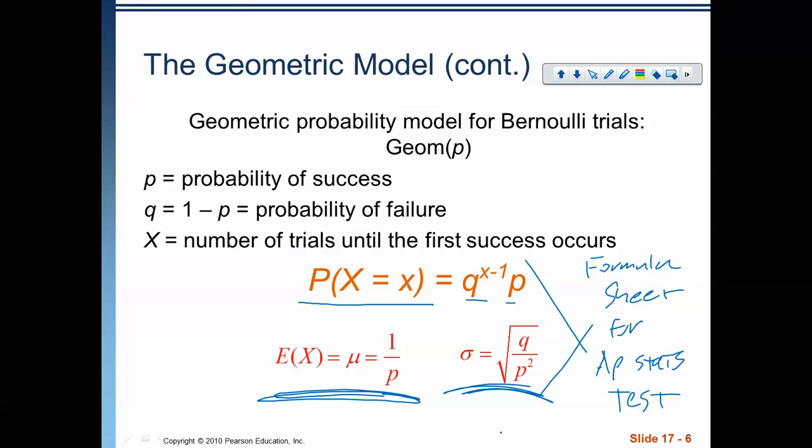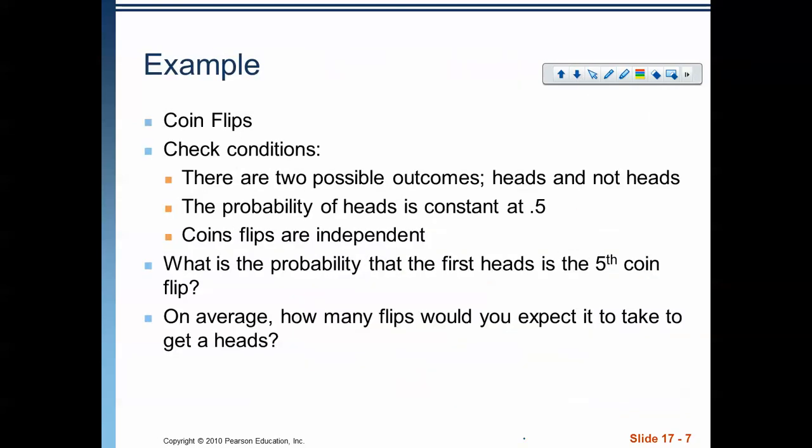So this is our geometric model. For Bernoulli Trials, let's do an example that uses it. So let's talk about coin flips. First of all, are they Bernoulli models? Bernoulli Trials, yes, it's heads or not heads. It has a probability of success that's constant, and the coin flips are independent. So what is the probability that the first heads is the 5th coin flip, right?